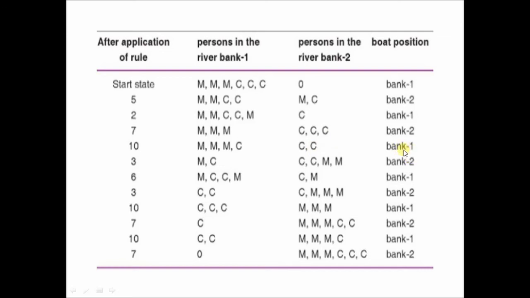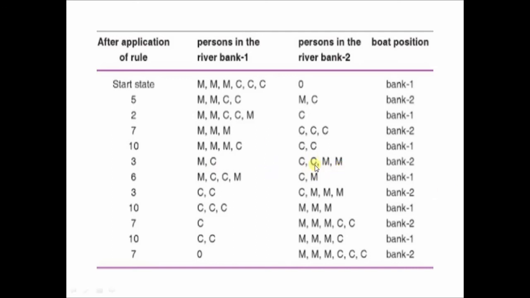Then rule 3 is applied, and here what we do is we transfer 2 missionaries to the other side. So 2 missionaries reach the other side, and the boat is also present at bank 2. So now you see there is exactly 1 missionary and 1 cannibal on bank 1, and 2 missionaries and 2 cannibals present on bank 2. Right?